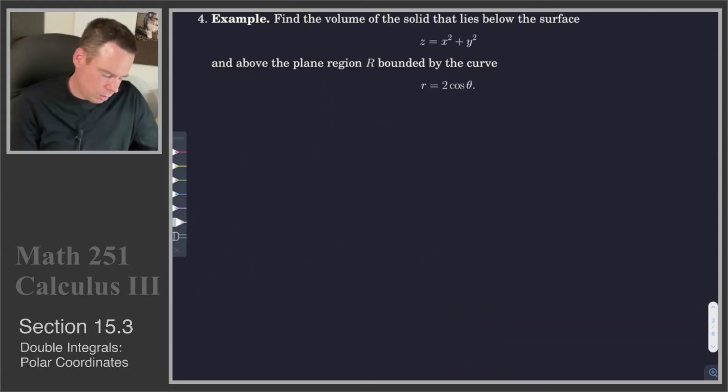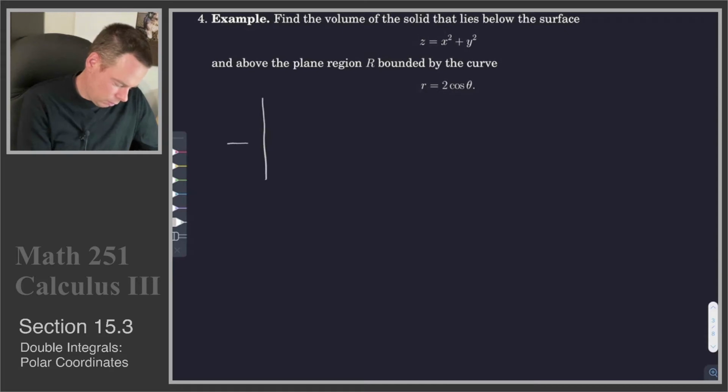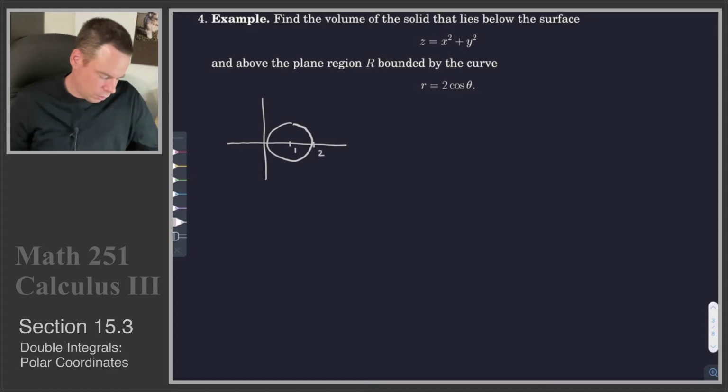Find the volume of the solid that lies below the surface z equals x squared plus y squared, so this is a paraboloid, and above the plane region R bounded by this polar curve. So this polar curve, r equals 2 cos theta, defines a circle centered at 1 and of radius 1. So it defines a circle that looks like this.